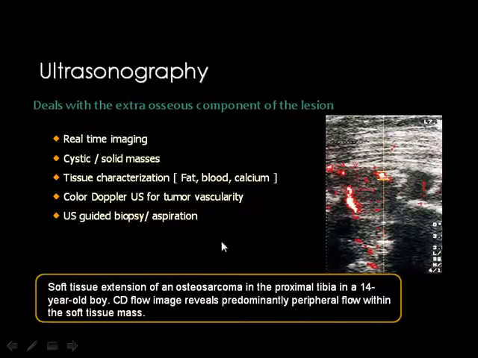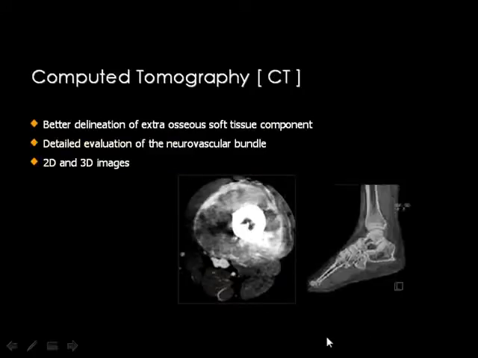Ultrasound is used to assess the extraosseous soft tissue component. It is real time. It can differentiate the cystic from the solid masses. It can characterize the tissue according to the presence of fat or blood or calcium. You may use the Doppler facility to identify the tumor vascularity, and also use the ultrasound to guide the needle for aspiration and the biopsy.